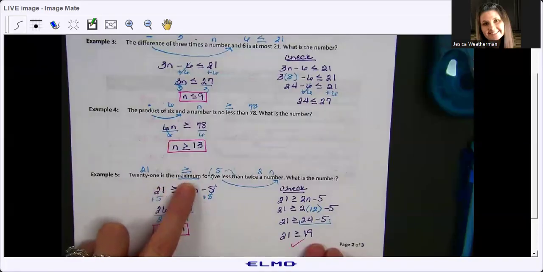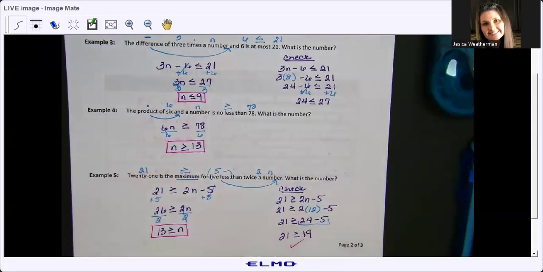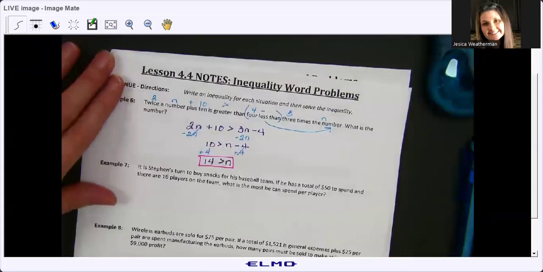It's the most that it can be. Well, 21 here is the most that it can be. Everything less than or equal to 13 will be less than that, and 21 will be the maximum. So that's kind of how I went back and checked it. Any questions on these before we look at 6? Okay, let's go ahead and check 6.